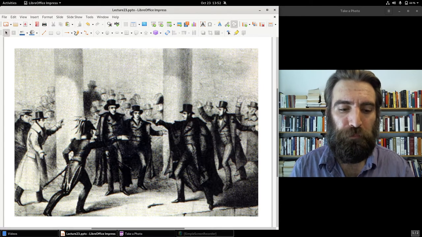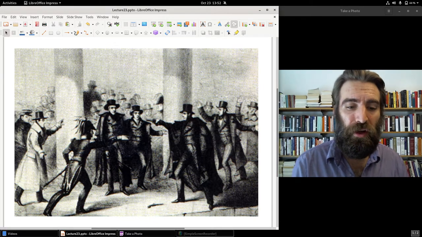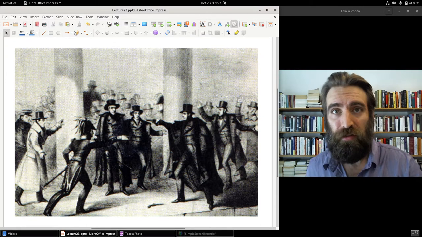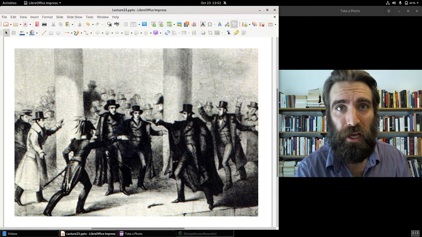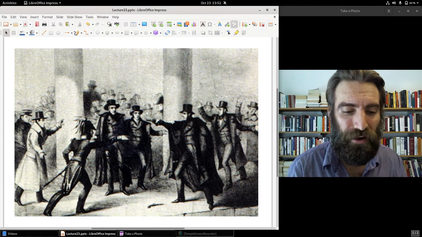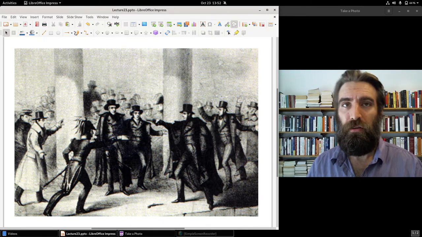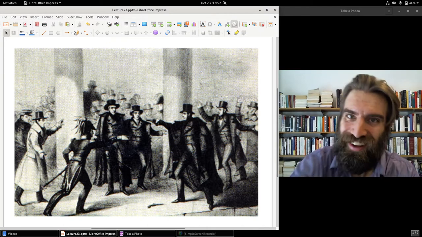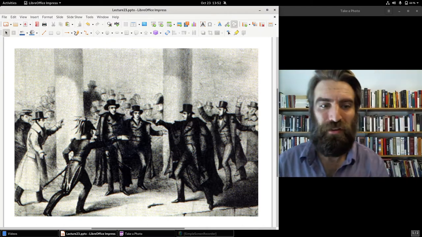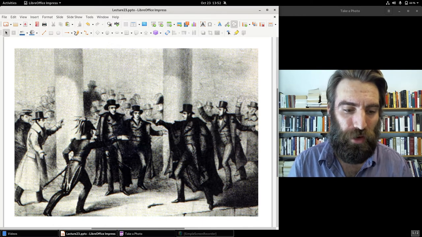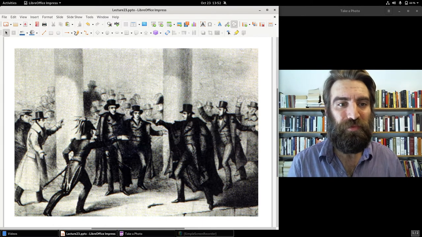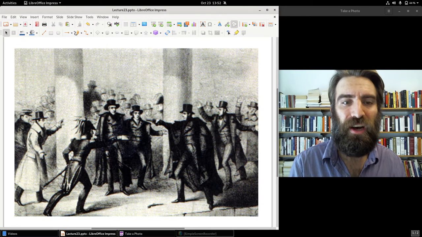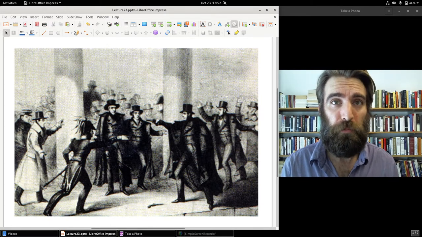He attended this event and aimed his pistol at Jackson. The pistol misfired. He then took a second pistol, aimed at Jackson again, and that pistol misfired. Jackson, by this point, realizes what's happening, ran towards the man with his cane and attacked him. And of course, the man was arrested. By the way, this was the first assassination attempt on a sitting president.